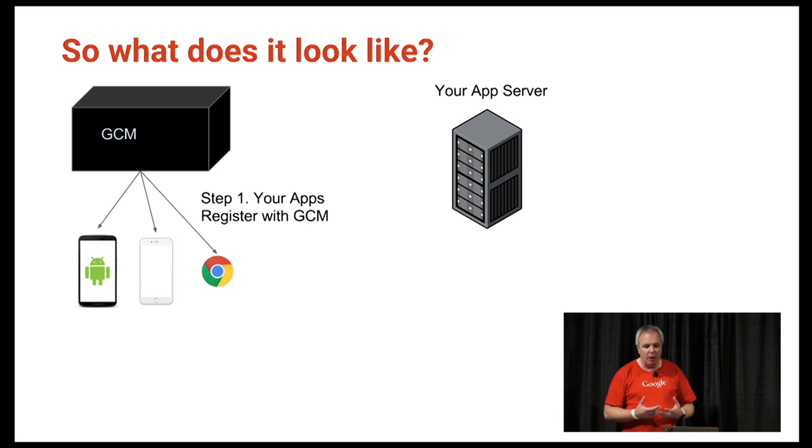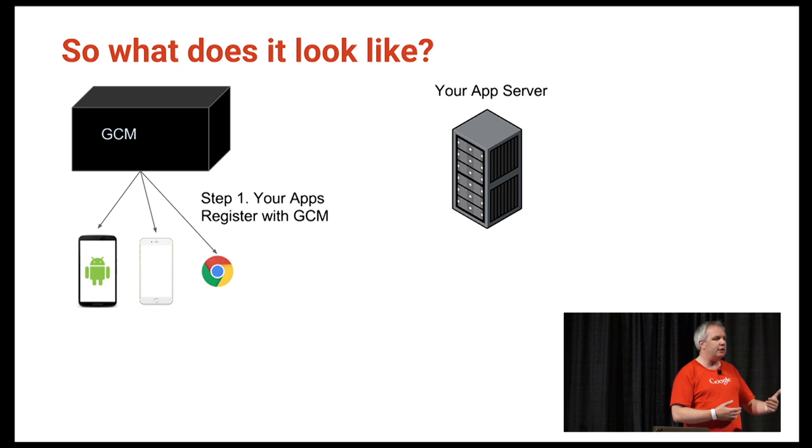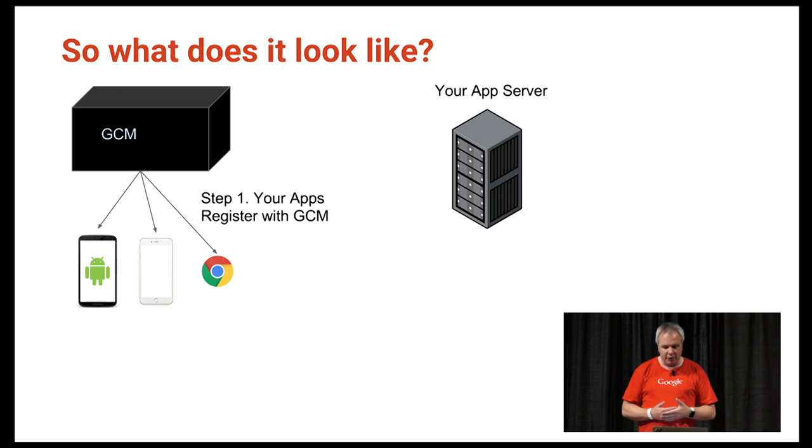So the first thing is, remember, I've been talking about GCM as a black box. So this GCM black box on the right is something that your apps will register with. And when they register with Google Cloud Messaging using an API key that you set up, you'll get a token back that identifies your app in the Google Cloud Messaging infrastructure. So that black box is provided by Google. You build nothing. You call APIs on that. You get your registration tokens back from it.